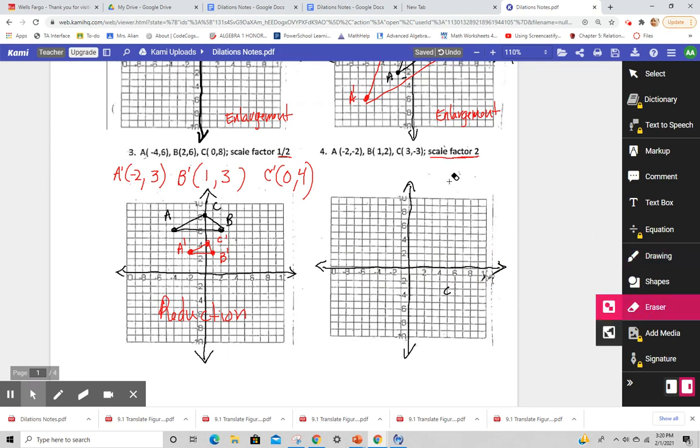All right, let's plot the points. Left 2, down 2. This is A. Right 1, up 2. This is B. And right 3, down 3. And this is C.